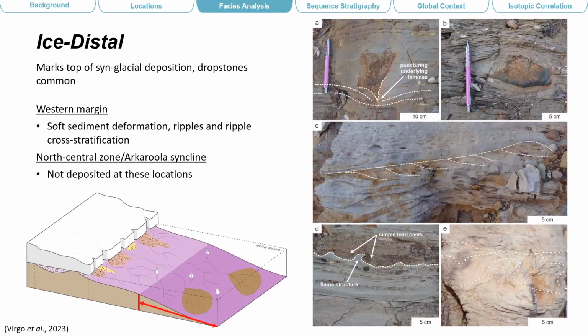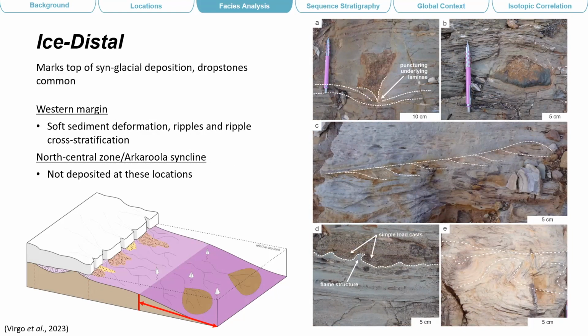So this is our ice-distal, and this really marks the top of the syn-glacial deposition. So when we're starting to move into the deglacial package. And this is where we see prevalent dropstones bearing down into really fine silts and things like that. So along the western margin, we have evidence for soft sediment deformation, which is the gorgeous load cast and flame structures. We also see ripples and ripple cross stratification, where you can see in that middle image some climbing ripples.